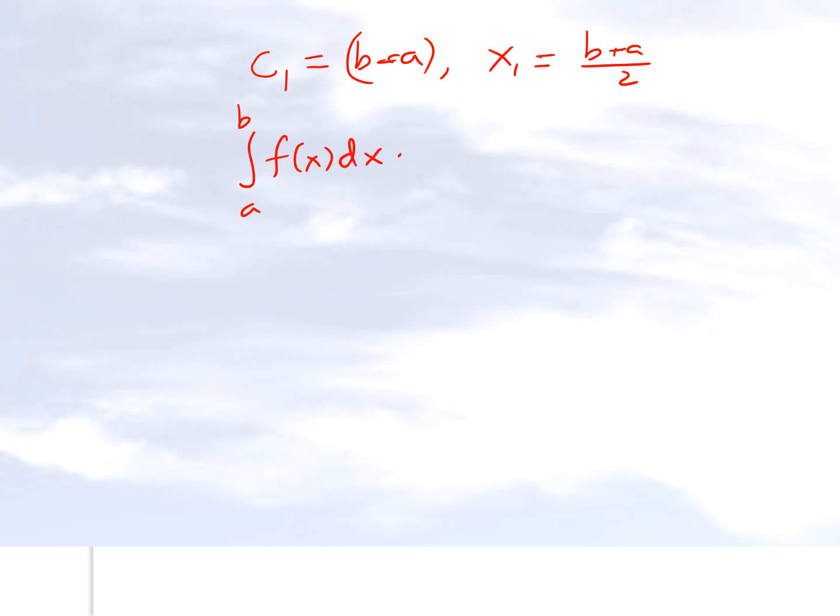So the one-point Gaussian quadrature rule which I have is c1 equal to b minus a, and x1 will be b plus a divided by 2. So what that means is that I'm going to get the integral from a to b of f of x dx approximately equal to c1 times f of x1, and that's equal to b minus a times the value of the function at b plus a divided by 2. And this is the one-point Gaussian quadrature rule.